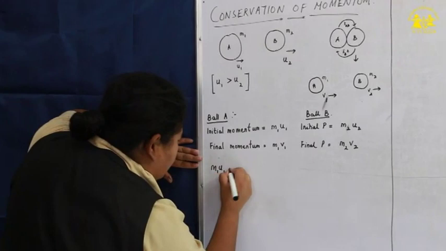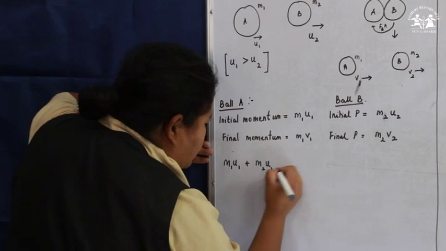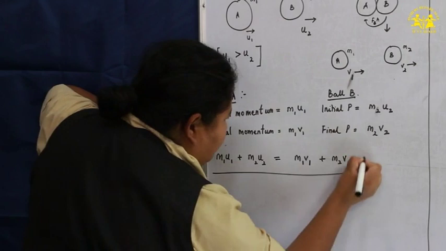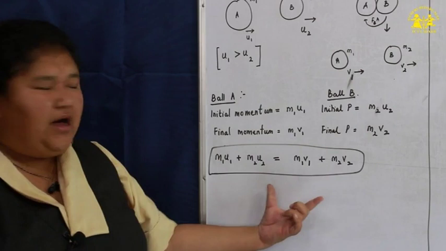M1 U1 plus M2 U2 is equal to M1 V1 plus M2 V2. So this is the equation for the law of conservation of momentum.